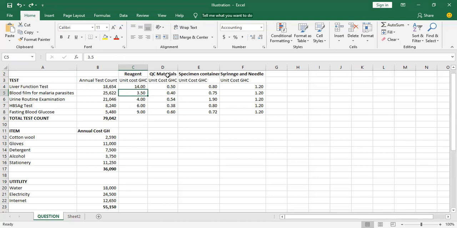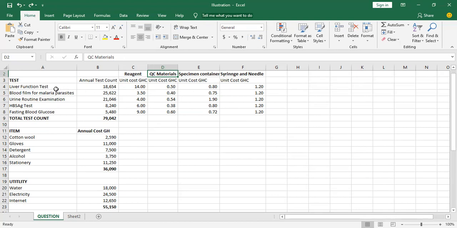We also have quality control material in respect of each of the tests, and the unit costs are here. Similar for specimen containers that the specimens will be put in, these are the unit costs. Syringe and needle costs is 1 cedi 20 pesos for each of them. So here the assumption is that one syringe and needle is for one patient. So the assumption is that 1 for 1.